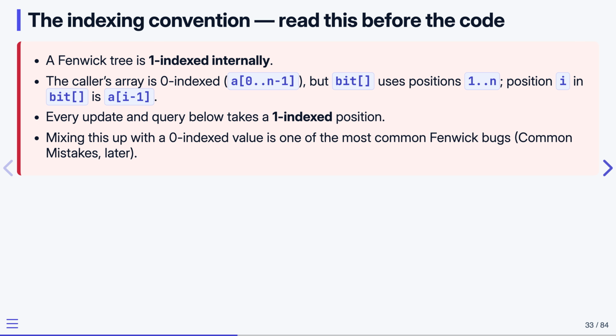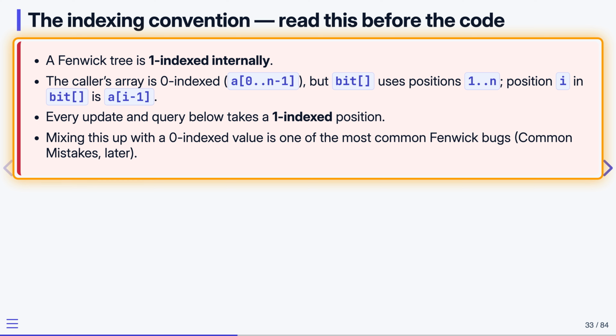Before the code, one rule about indexing. It trips up almost everyone. A Fenwick tree counts from 1 inside, not from 0. Your array is 0 indexed, positions 0 to n-1.